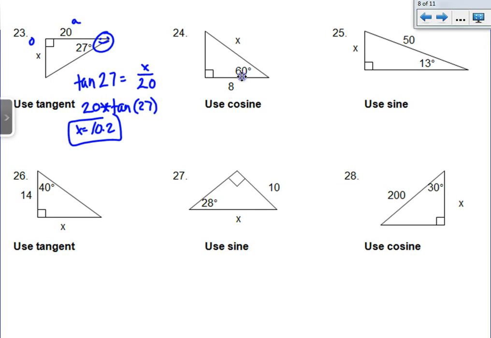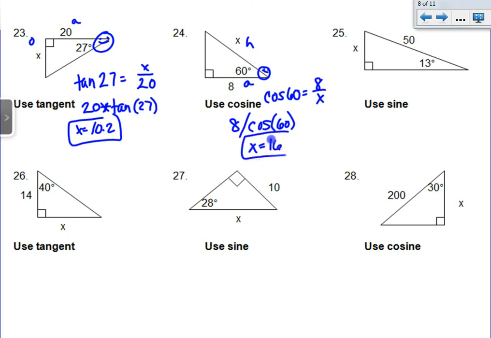Okay, the next problem, cosine. Well, we know we have to use cosine because we have adjacent and hypotenuse, and that is the cosine function. So cosine of 60 equals 8 over x. Remember, if x is in the denominator, you end up doing a division problem, and you have to type the leg divided by the trig. So on our calculator, that comes out to a nice clean 16.